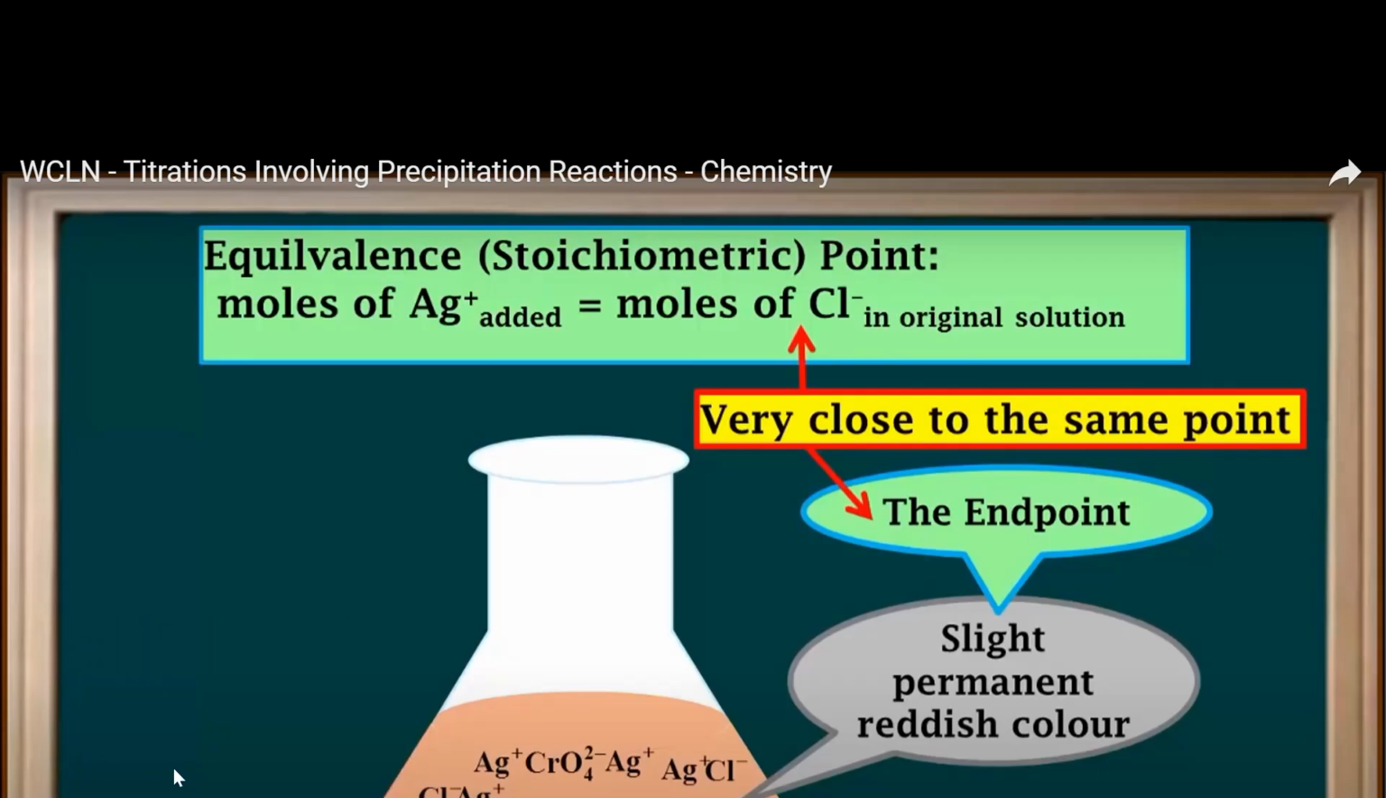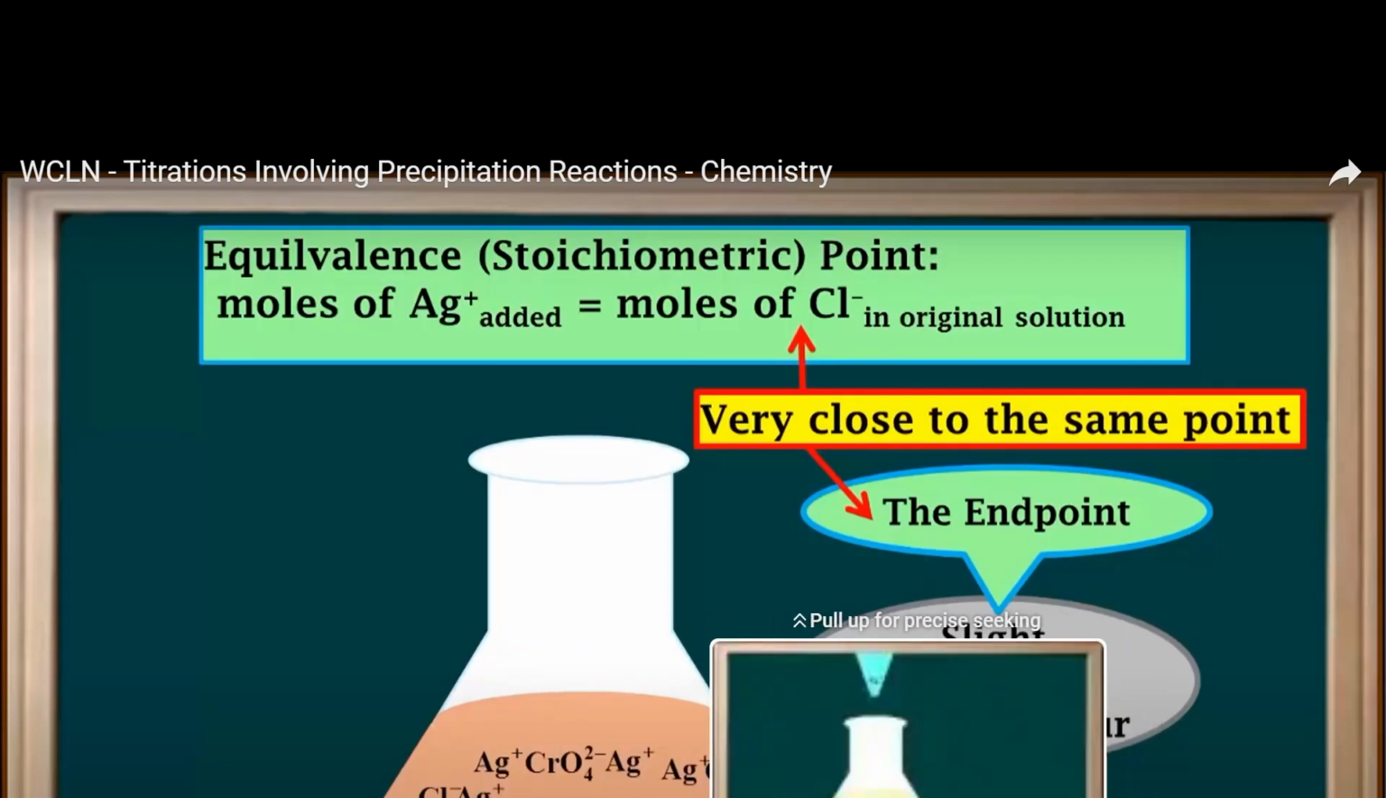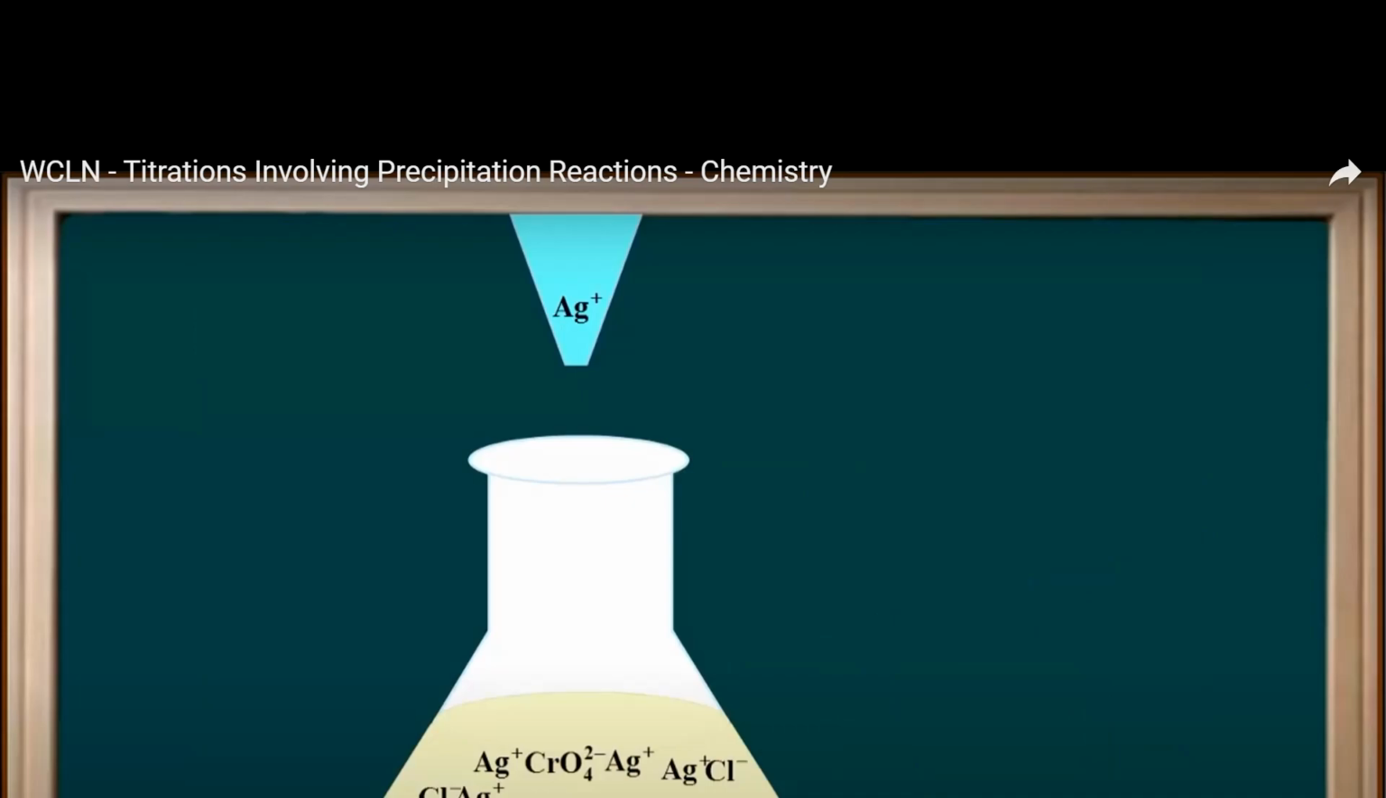So this point right here is the end point. It has turned red. Now, in order to get to the equivalence point, we need to go back here. Equivalence point. And then we add one more drop with a couple of silver ions, and we hit the end point. Okay, so it's really just like one drop.